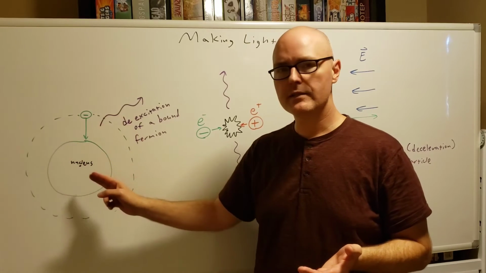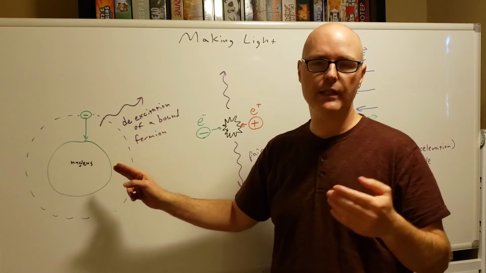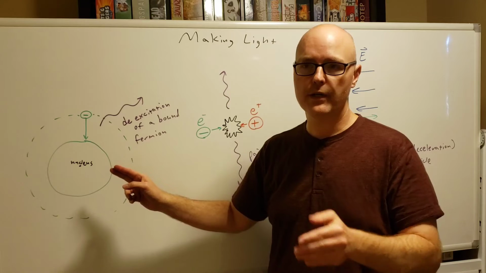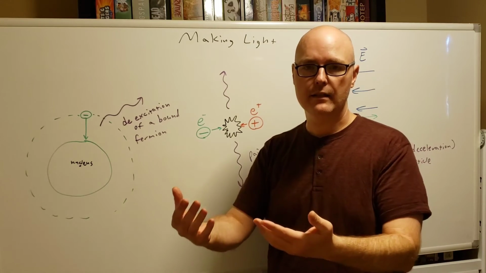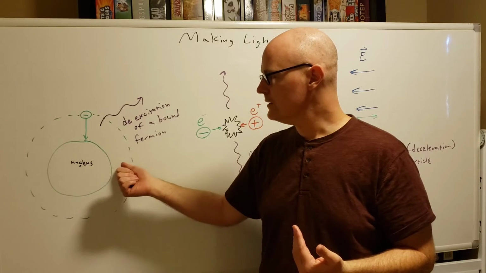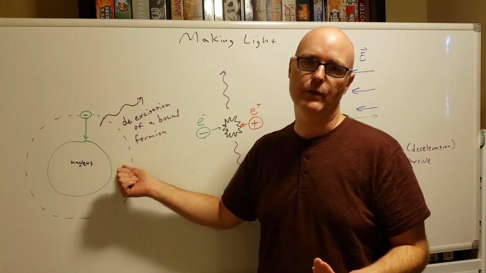So the de-excitation of a bound fermion can cause the creation of a photon. These are very characteristic and can be used to classify, for example, stars, right? You can see what materials are in a star based on what light is emitted from it, because it's characteristic of individual atoms.